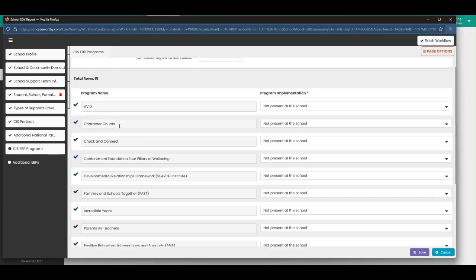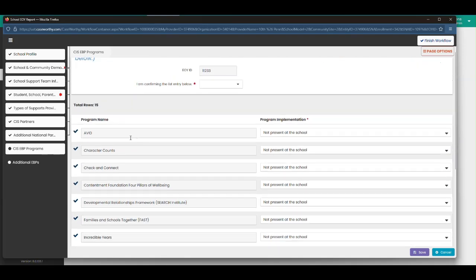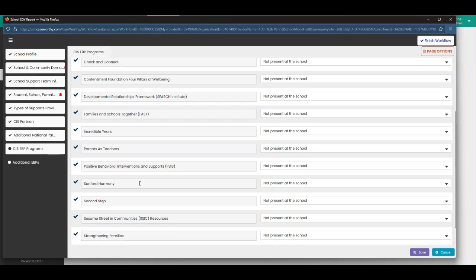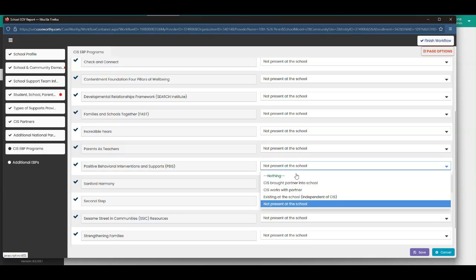Last step here, evidence-based programs. You'll recognize a lot of these. So our developmental relationships is an evidence-based program. You can see it right here. Again, these are our national EBP programs. So DR framework is in there. Sanford Harmony. Strengthening Families is one that is offered by Valley Youth House in many sites. PBIS. PBIS is something that's often present at our schools.